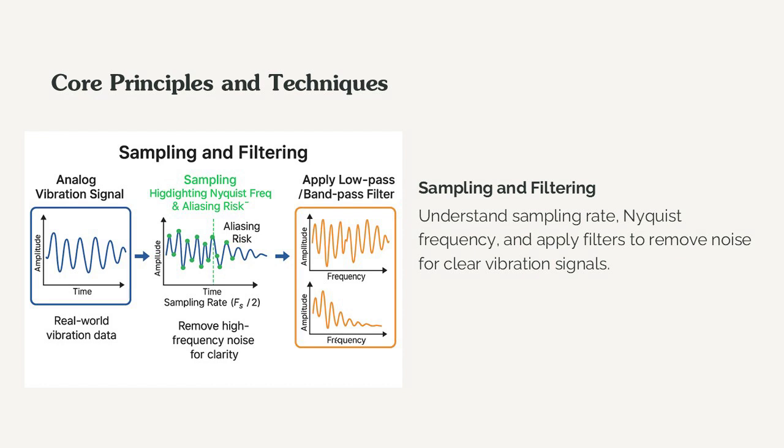The right side diagram is filtering. There are two graphs. Before filtering is called signal with noise, and after filtering is called clean signal. It is labeled as apply low pass or band pass filter. Note for takeaways: remove high-frequency noise for clarity.